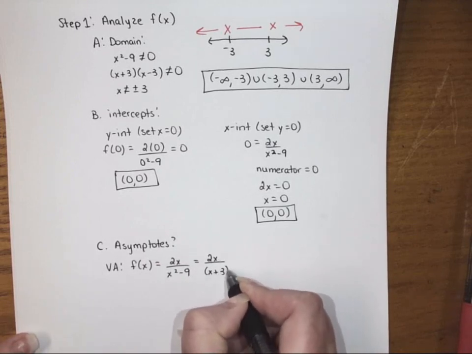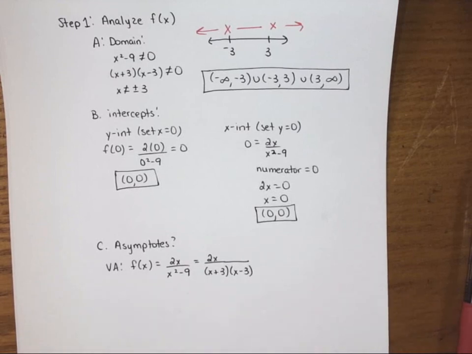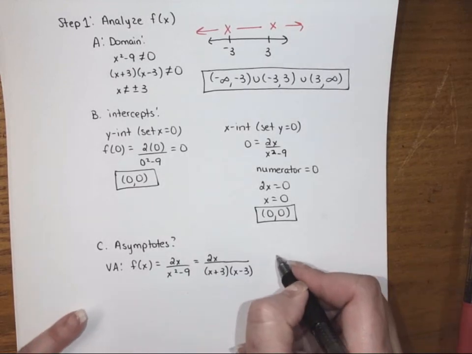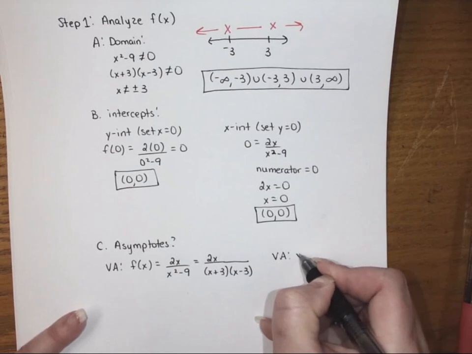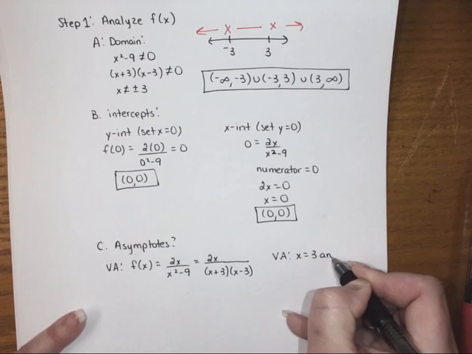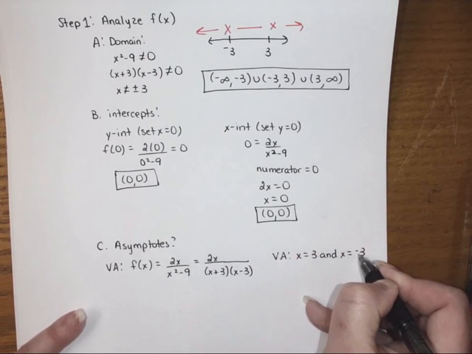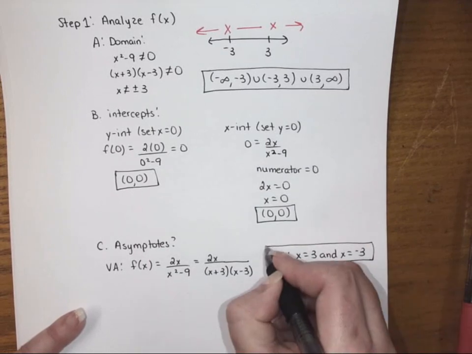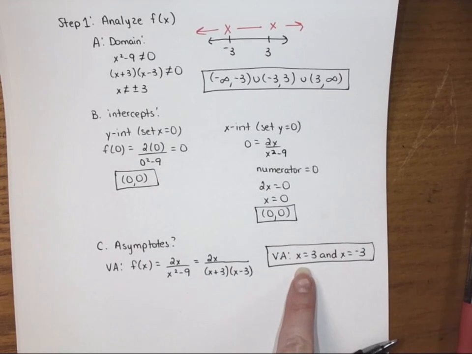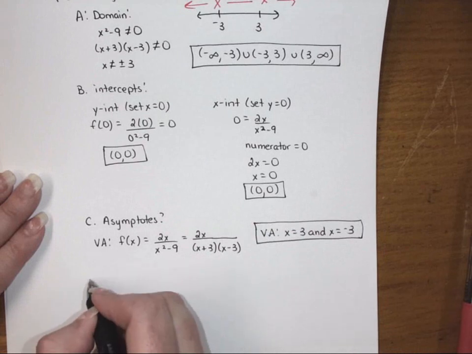So the bottom factors into (x + 3)(x - 3). Notice there's no cancellation or anything there. So the vertical asymptotes just end up being x = 3 and x = -3. So we have 2 vertical asymptotes in this function, 3 and -3. Notice you always write vertical asymptotes as x equals numbers.